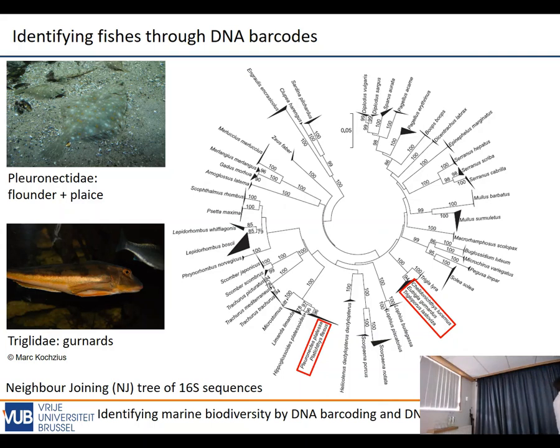So first of all, we want to check these three different marker genes from the mitochondrial genome, how well suited they are for species identification. First of all, here the 16S neighbor joining tree. So we made a very simple neighbor joining tree. And here you can see the species, different fish species.